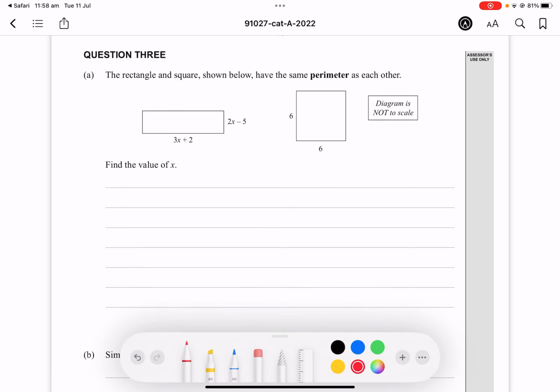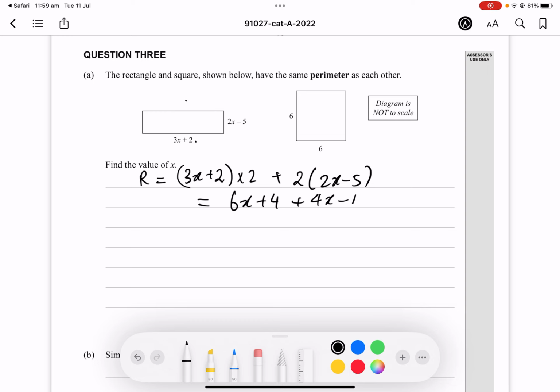So we're just going to find the expression of the perimeter for the square and that for the rectangle. For the rectangle, we have (3x + 2) multiplied by 2, since we have both two sides of the rectangle, plus 2 times (2x - 5). That equals 6x + 4 + 4x - 10. For the square, the perimeter is equal to 6 times 4. So that's 6 times 4 is 24.